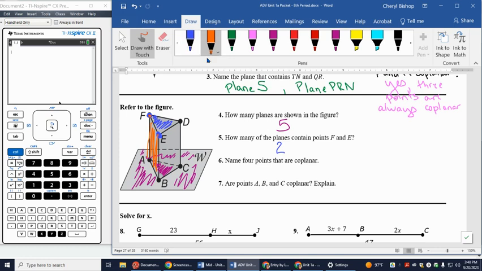Name 4 points that are coplanar in the same plane. F, E, D. Well, that's 3 points in the same plane, but I need to name 4. So there's no other point in this top plane, so I can't use F, E, and D together. E, B, C, D. Yes, so if I look at this plane here, E, D, B, and C. You can write them in any order you want.